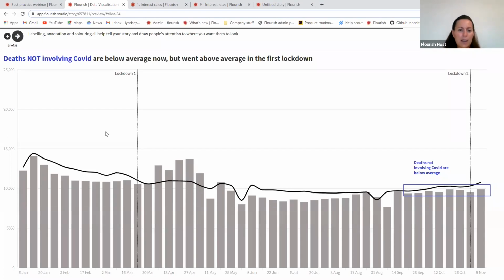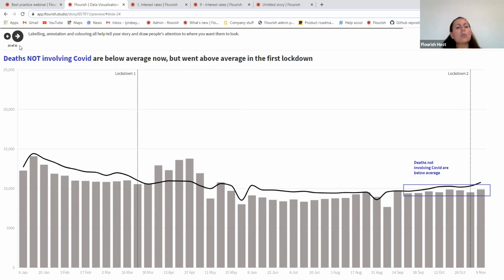Then we're bringing in more referencing, labeling, and reference lines to highlight when the lockdowns were. And we're using annotation again to guide people to where we want them to look. So we want them to look at deaths not involving COVID being below average now, but they went above average in the first lockdown.